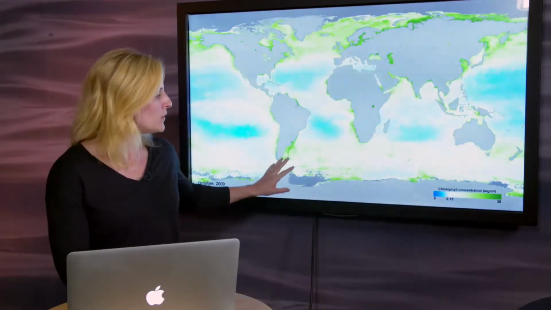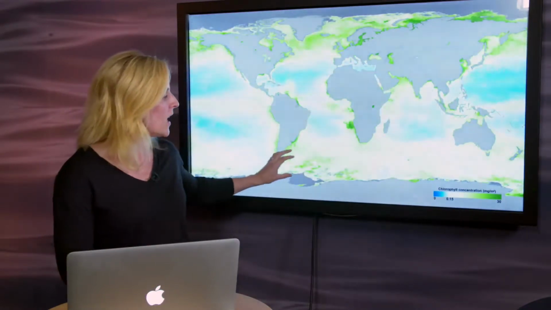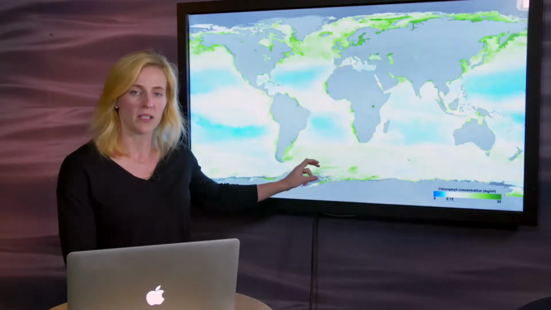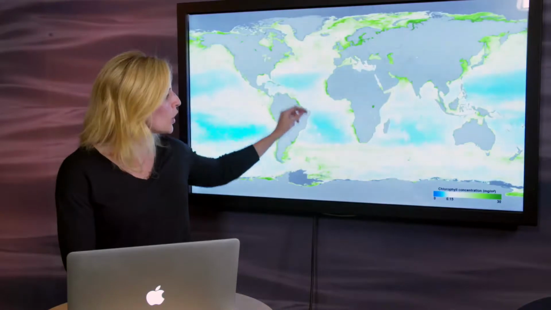The visualization that you're seeing behind me is monthly MODIS Aqua sea surface chlorophyll A concentrations, from July of 2002 to February of 2016. The darker regions indicate elevated chlorophyll A concentrations or higher phytoplankton biomass, wherein the blue or darker blue regions indicate lower chlorophyll A or reduced chlorophyll A and therefore reduced phytoplankton biomass.